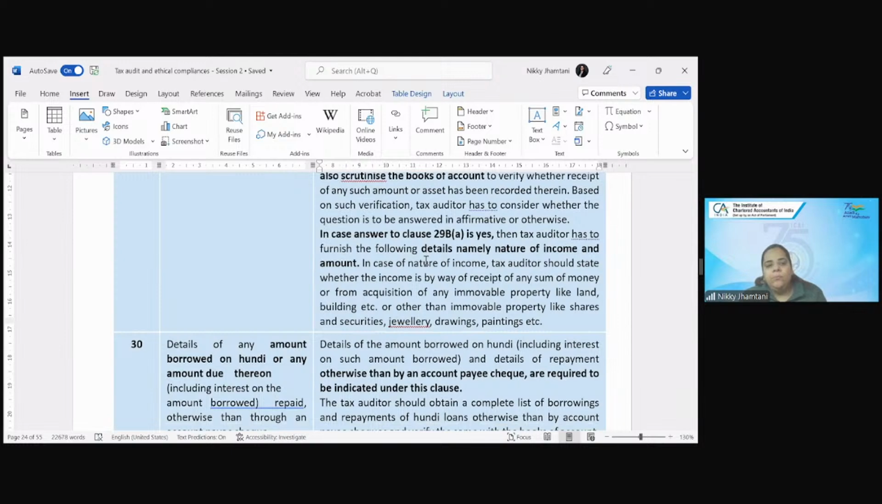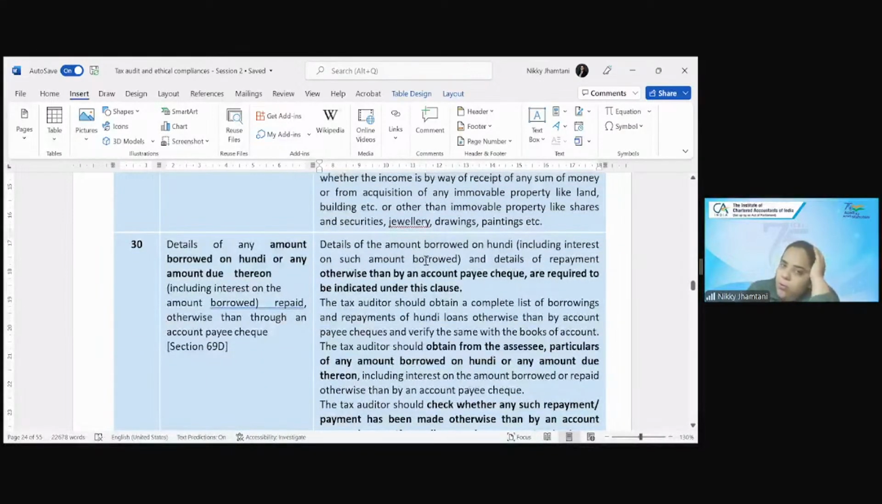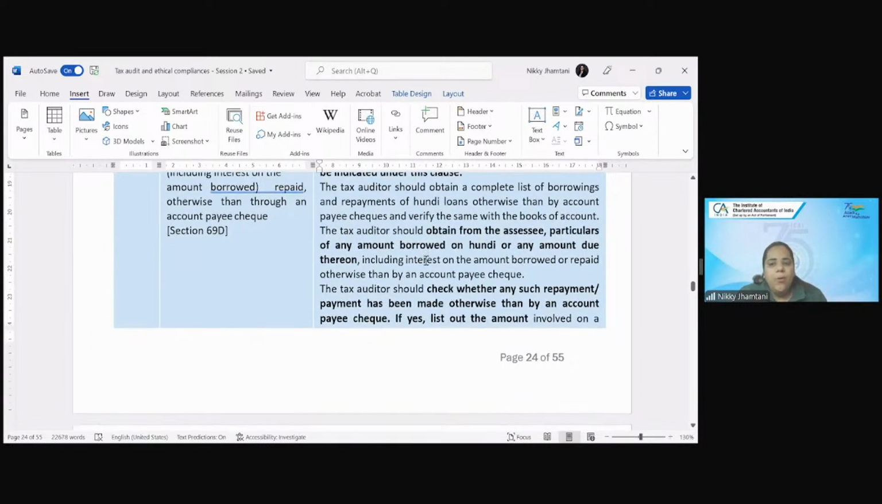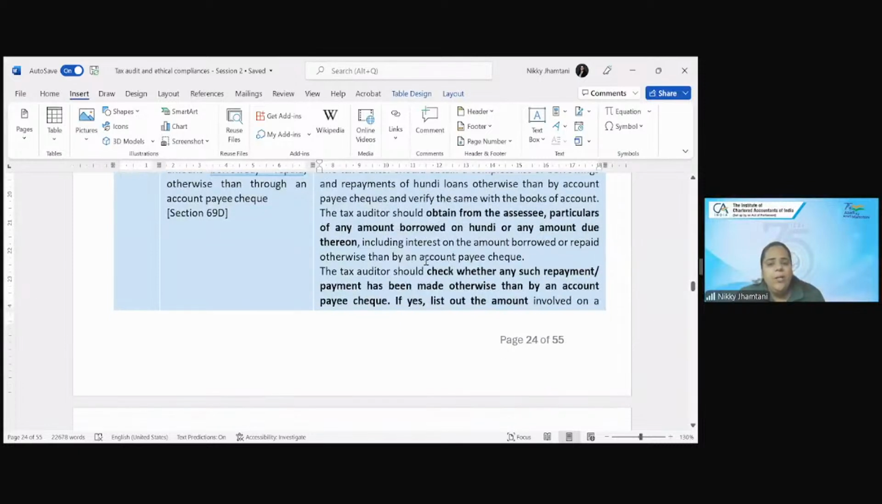Then clause 30, details of any amount borrowed on Hundi or any amount due thereon. Details of the amount borrowed on Hundi including interest and details of repayment otherwise than by an account payee cheque are to be indicated under this clause. The tax auditor should obtain a complete list of borrowings and repayments of Hundi loans otherwise than by account payee cheques and verify the same with the books of accounts. The tax auditor should obtain from the assessee particulars of any amount borrowed on Hundi or any amount due thereon, including interest on the amount borrowed or repaid otherwise than by an account payee cheque.